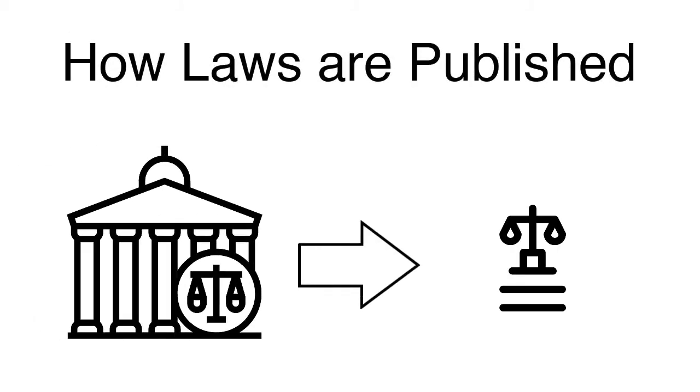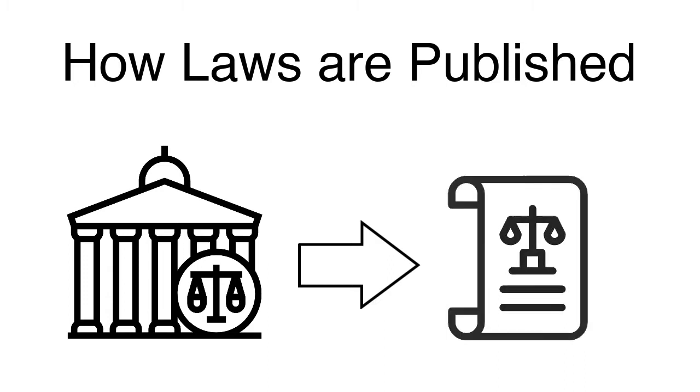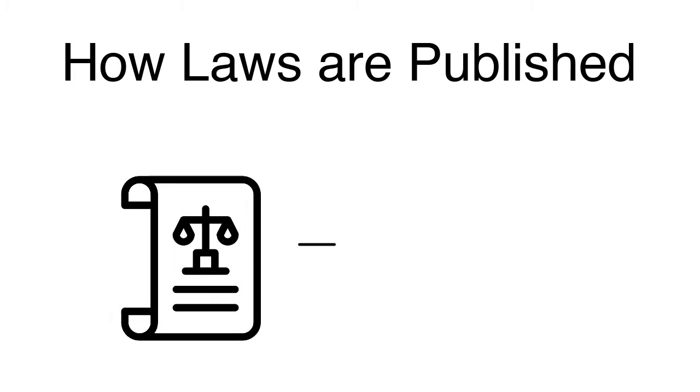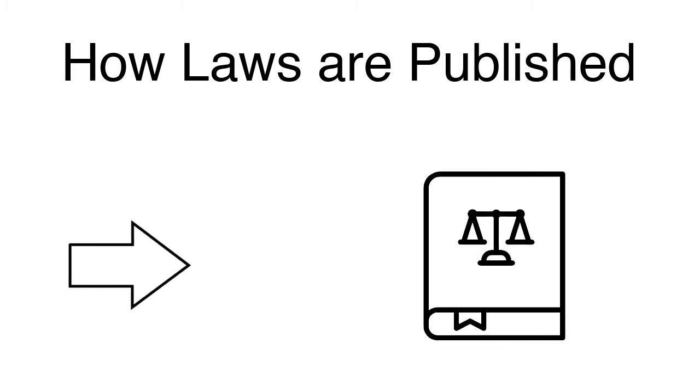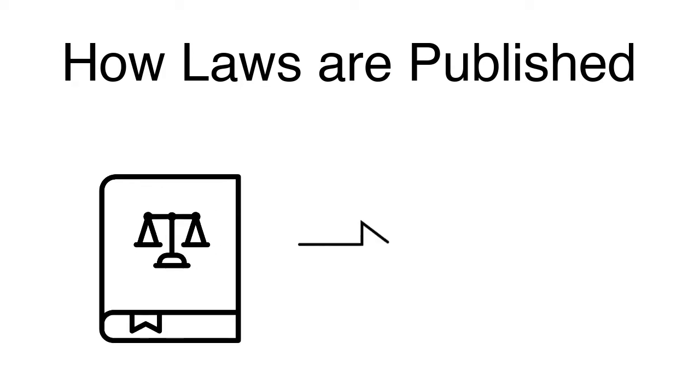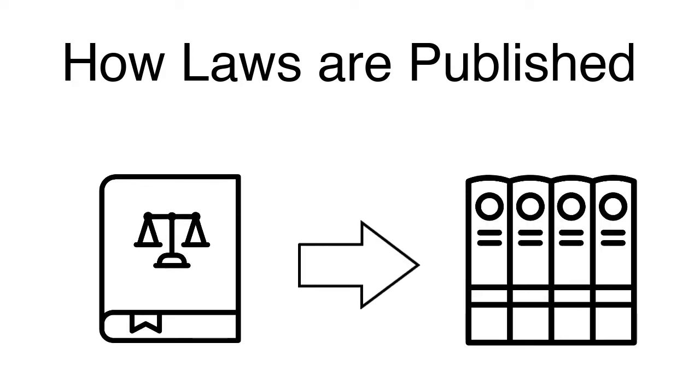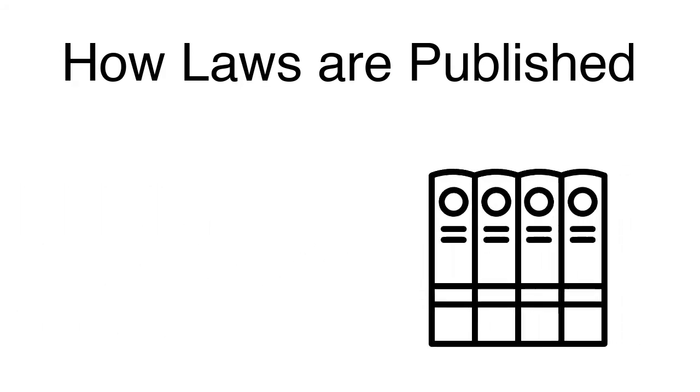Congress passes a law, and it's published quickly and efficiently in a pamphlet called a slip law or public law. Public laws are republished in a book set called the Statutes at Large in chronological order. Next, the current laws enforced are published in the United States Code, a compilation of laws organized by subject.